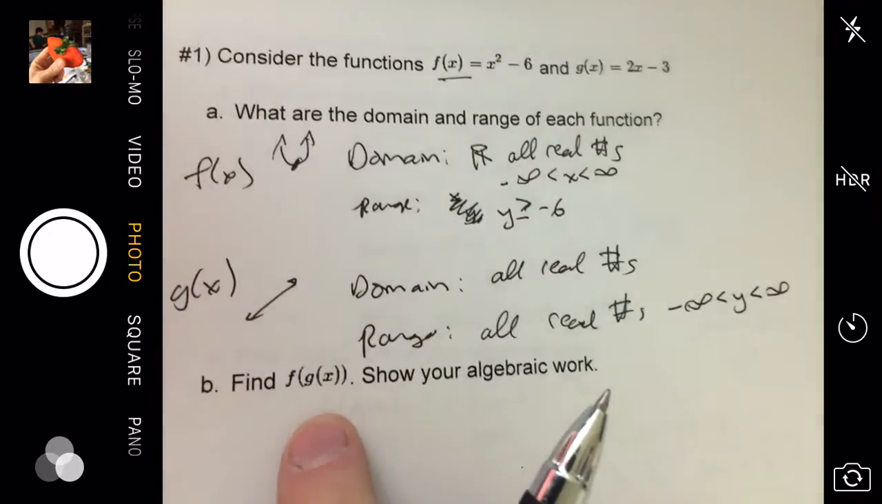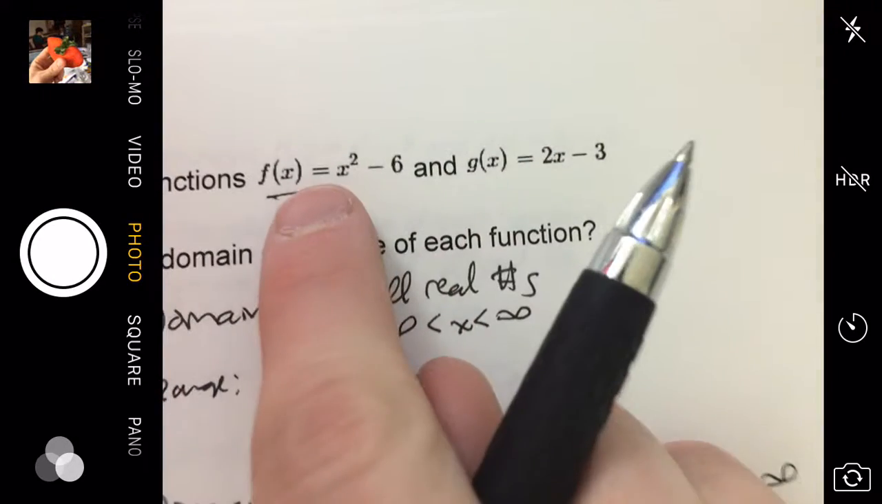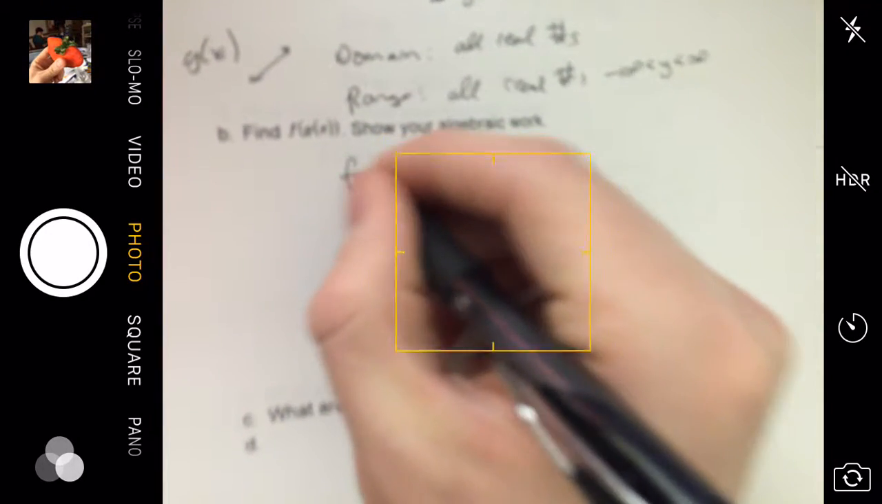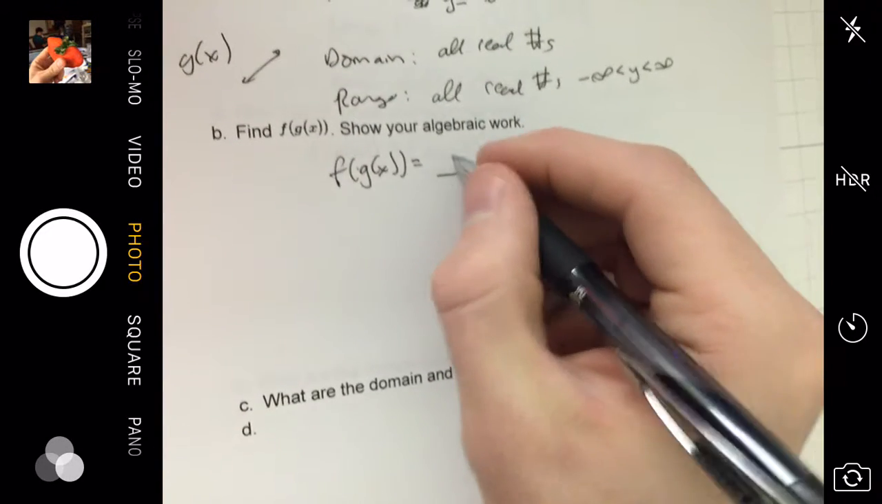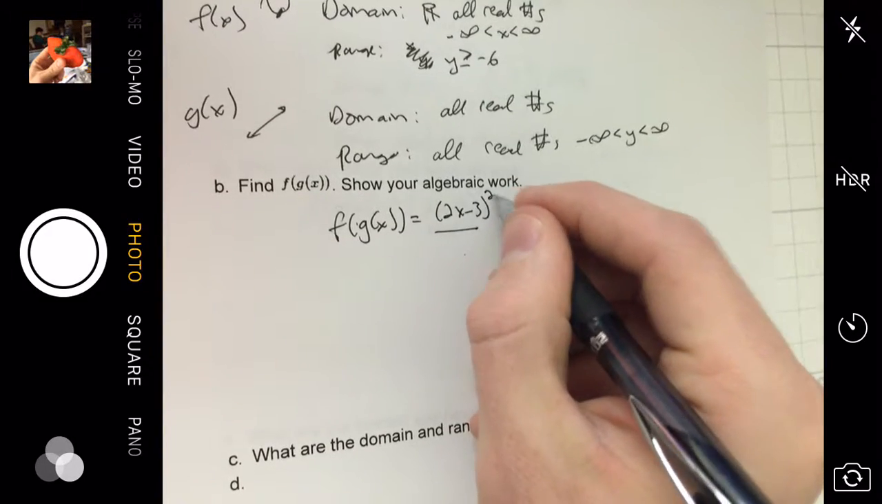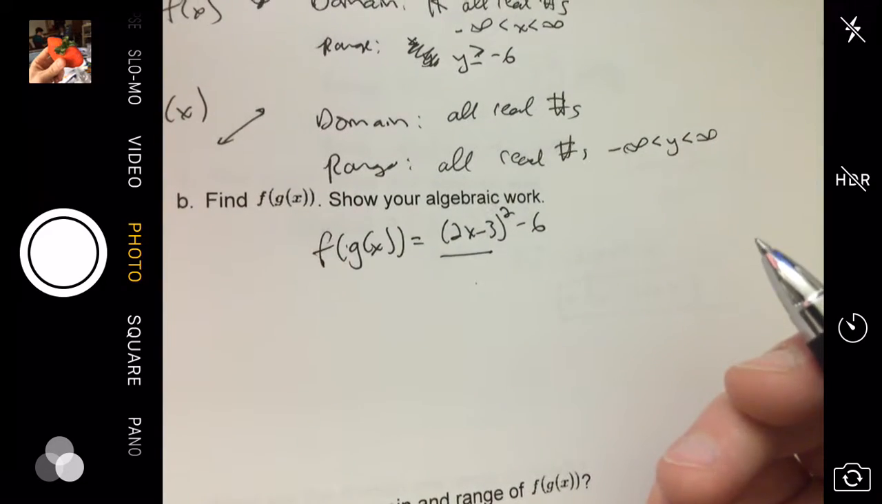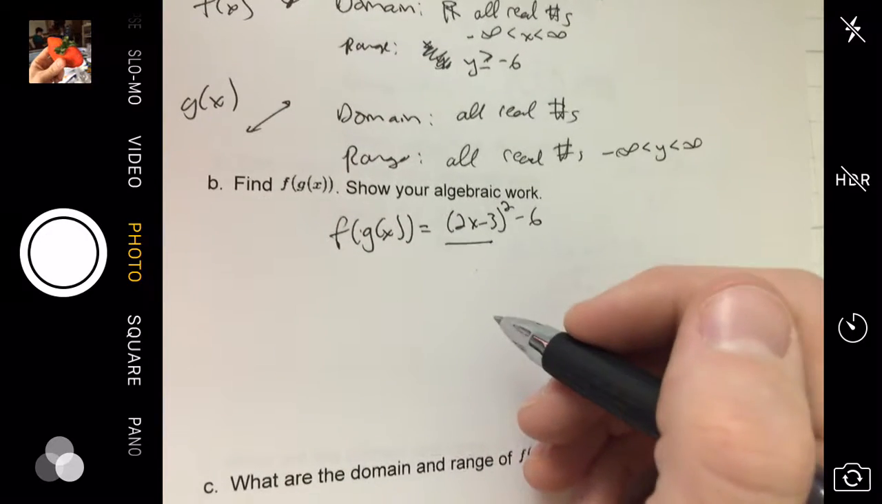Okay, so you're basically plugging one function into another. You're plugging g of x, all of g of x, into this function. Well, the input of f of x only goes right here. So what that looks like for you then is, instead of x squared, so I'll put this f of g of x, instead of x squared going here, you'd put all of your input, which is 2x minus 3, squared minus 6. Okay, so that's what that will look like when you plug in 2x minus 3.